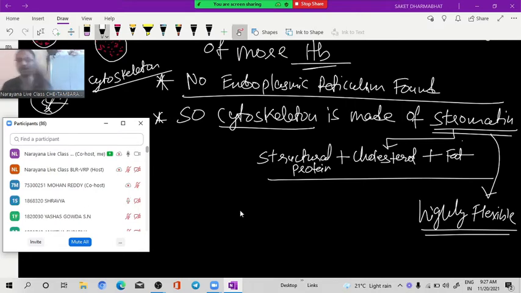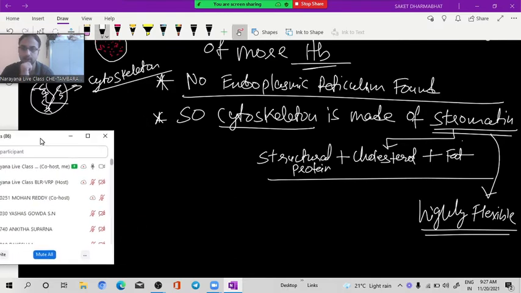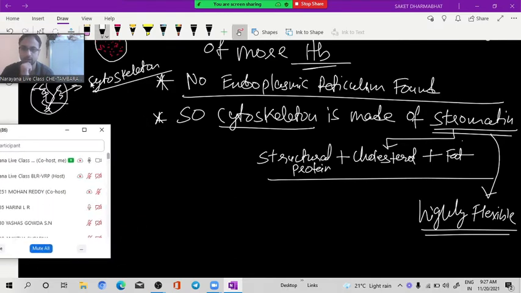See, maybe they have written like that because in the immature form they will have a nucleus. Human RBC also has a nucleus in the immature form. But when they become mature, they are not having a nucleus. Like that may be the reason they are putting it here. Okay, sir.